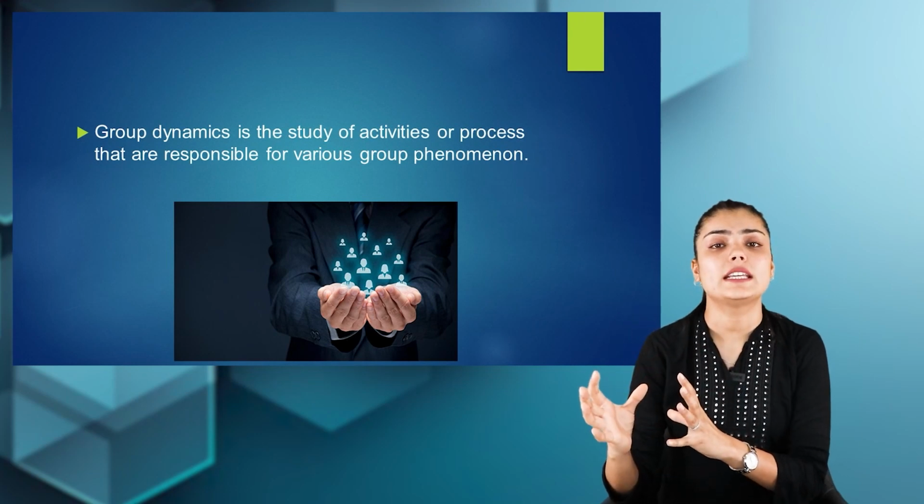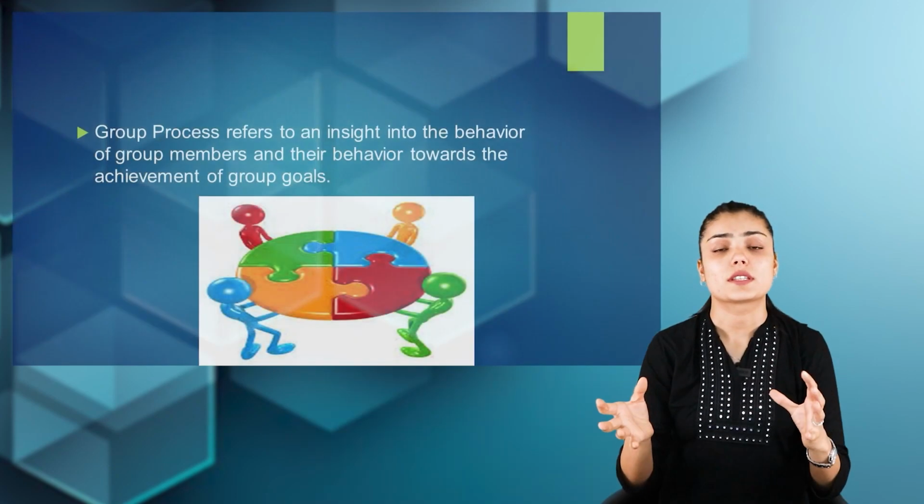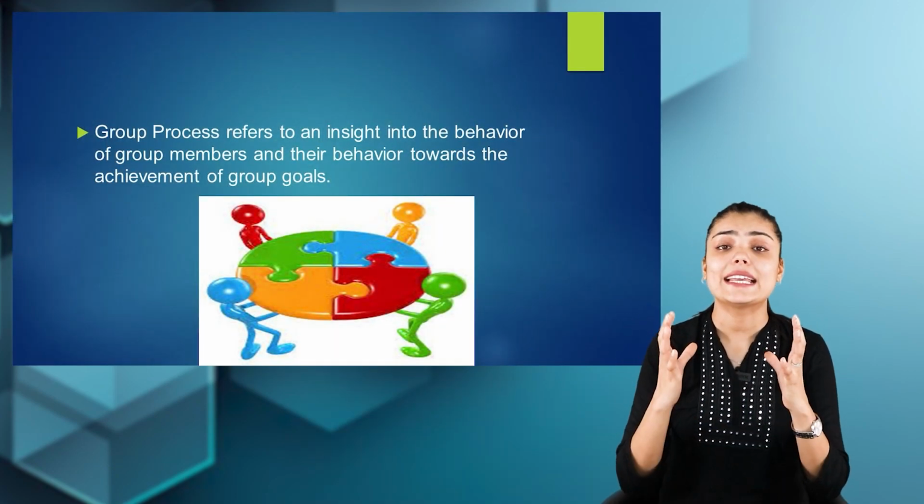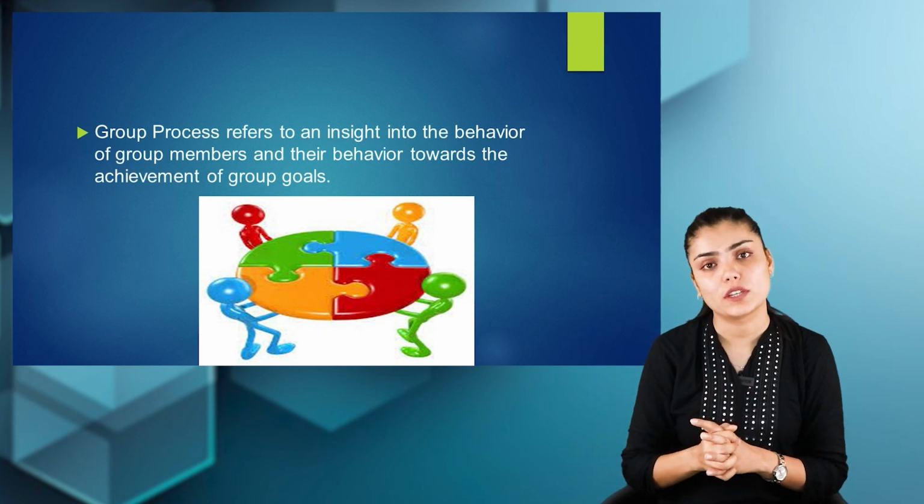Group dynamics is also said to be the study of certain activities and processes that are responsible for various group phenomena. So when we study those activities and processes involved when people are interacting in a group, we term it as group dynamics. Group process is involved. So what is the group process? Group process refers to an insight into the behavior of group members and their behavior towards achievement of the goal. We look into the behavior of an individual within the group and their behavior towards the accomplishment of a given task.